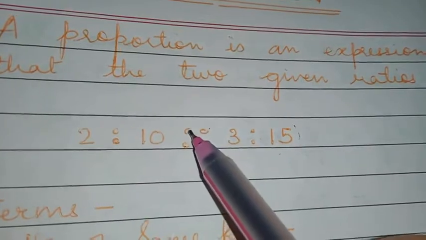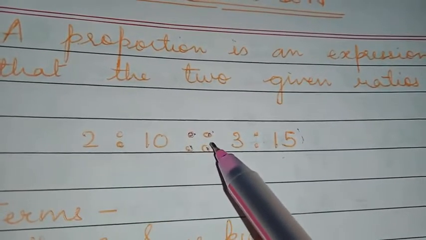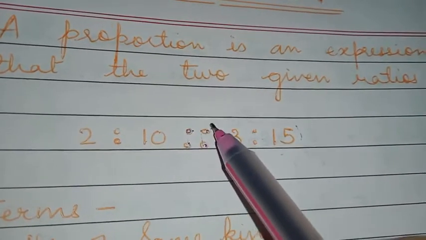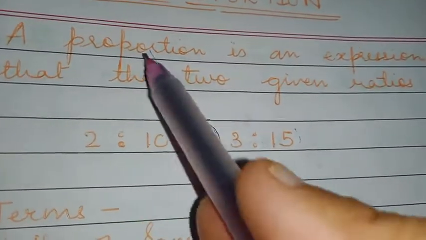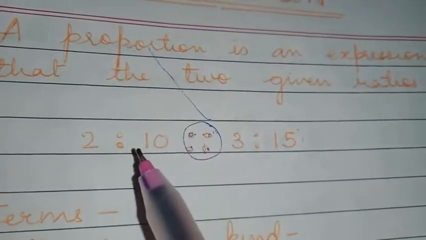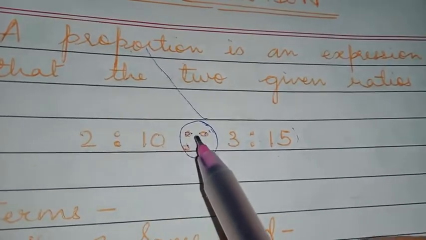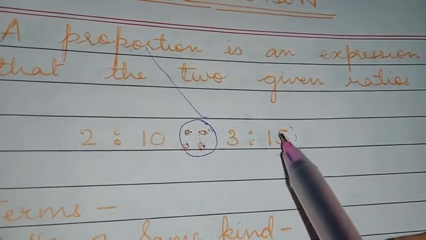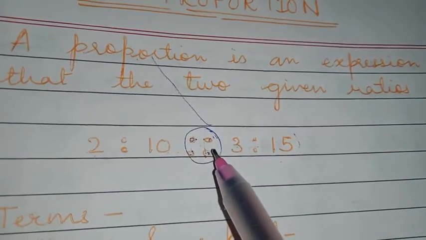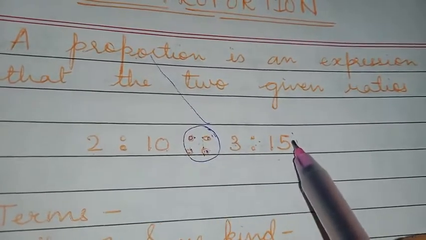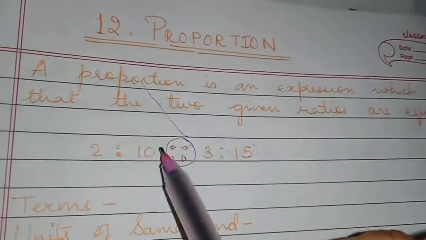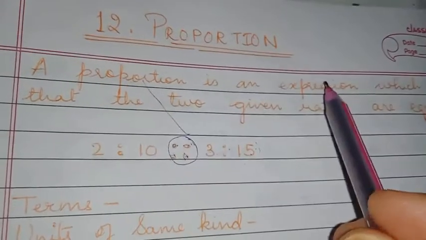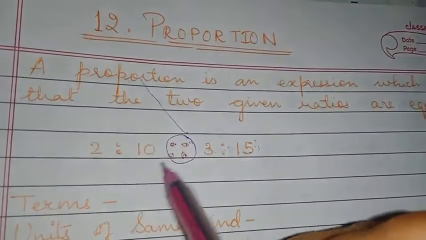And here I have written four dots. What does it mean? It is a symbol of proportion. So while reading, we read it as 2 is to 10 as 3 is to 15, or 2 is to 10 is equal to 3 is to 15. So we say that a proportion is an expression which states that the two given ratios are equal.